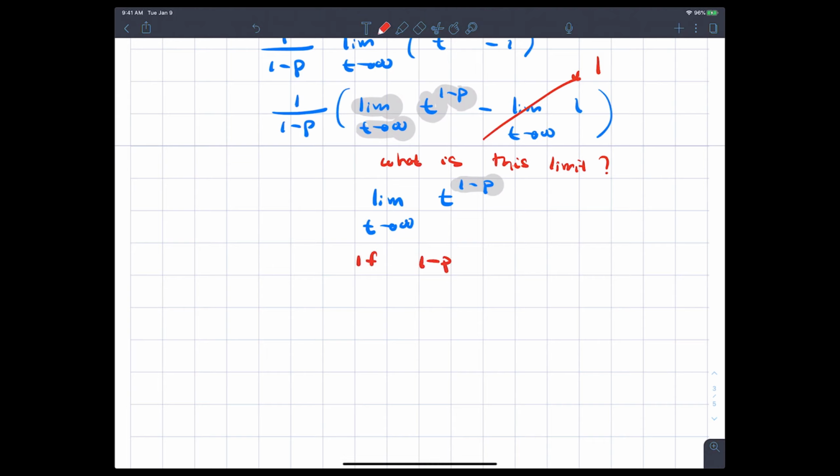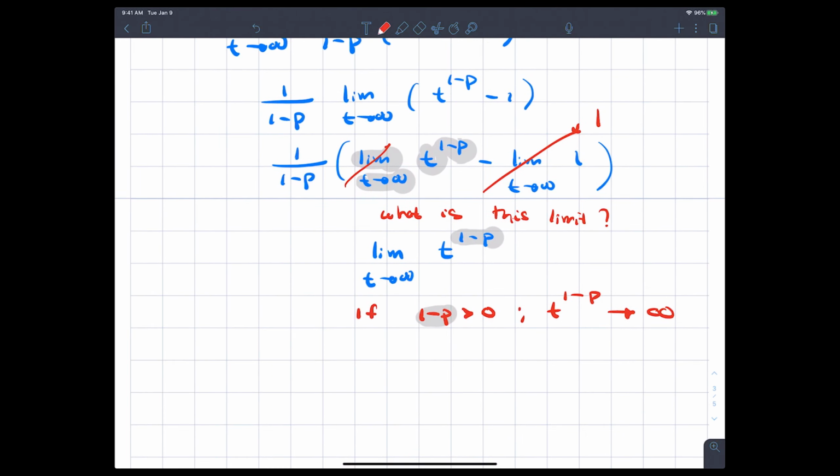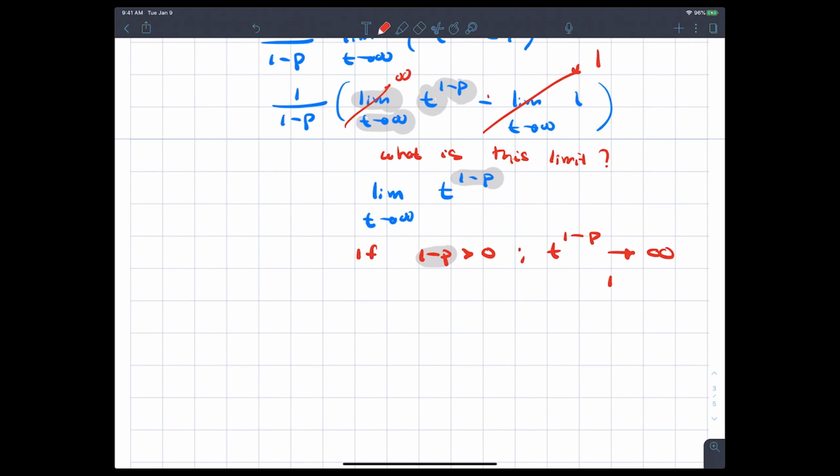We know if 1 minus p is greater than 0, right? 1 minus p, the power, is greater than 0. We know that t to the 1 minus p will go to infinity. In other words, for this particular power, 1 minus p, we get really divergence. Because if this whole thing goes to infinity, infinity minus 1 is still infinity, and it doesn't matter if I have that constant down there. This is a divergent situation.